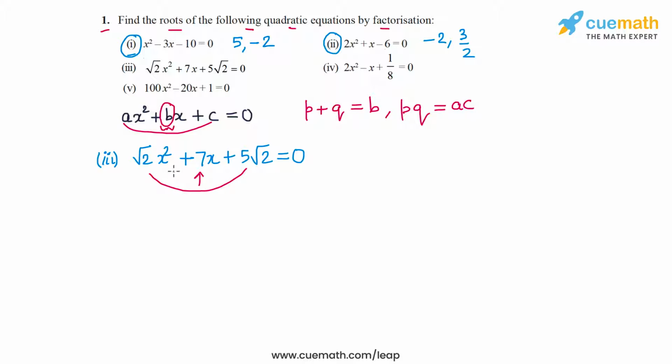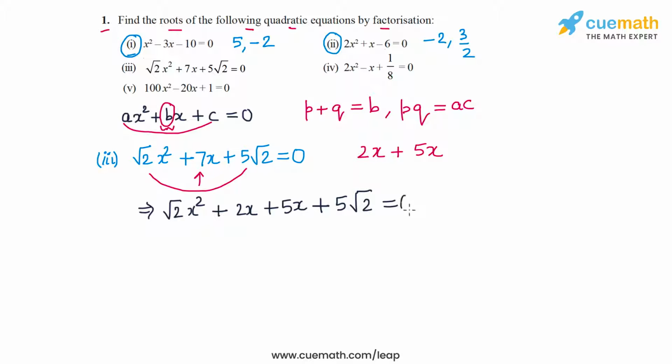So two numbers whose sum is 7 and whose product is 10, those two numbers are clearly 2 and 5. So we'll split the middle term 7x as 2x plus 5x. So let's do that now, and we will get root 2x square plus 7x gets split as 2x plus 5x, and then we have 5 root 2 equal to 0.